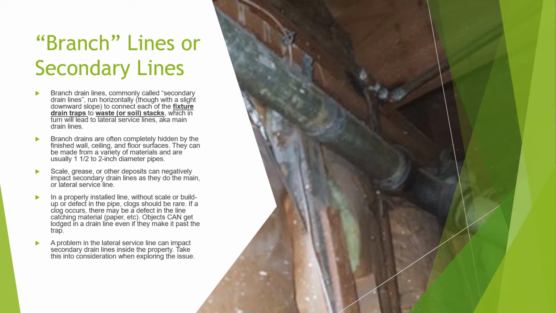Branch lines or secondary lines. Branch drain lines, commonly called secondary drain lines, run horizontally, though with a slight downward slope, to connect each of the fixture drain traps to waste or soil stacks, which in turn will lead to lateral service lines, aka main drain lines. Branch drains are often completely hidden by the finished wall, ceiling, and floor surfaces. They can be made from a variety of materials and are usually 1.5 to 2 inch diameter pipes.